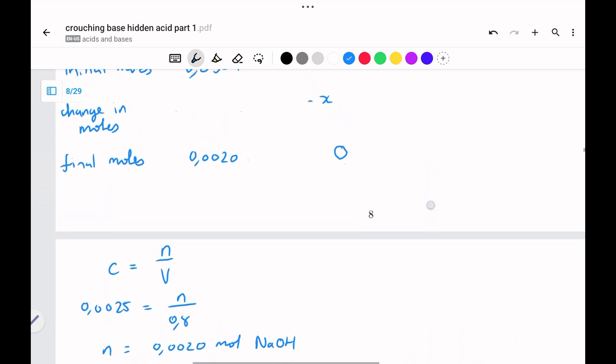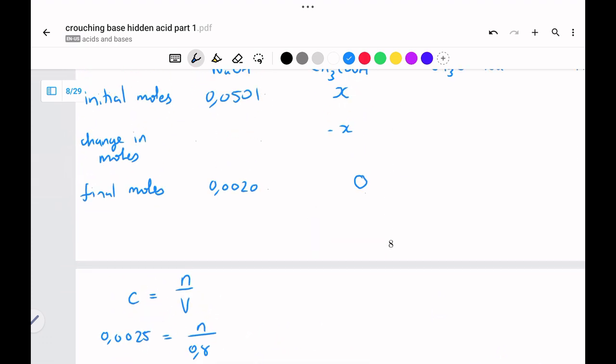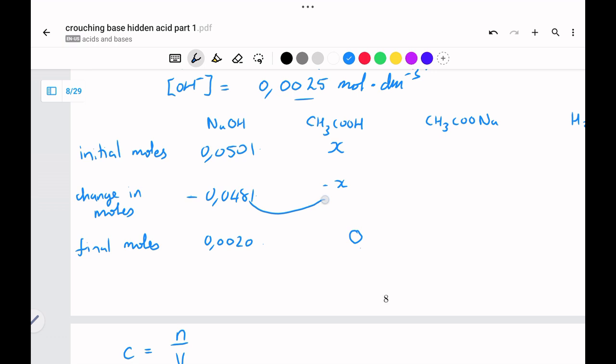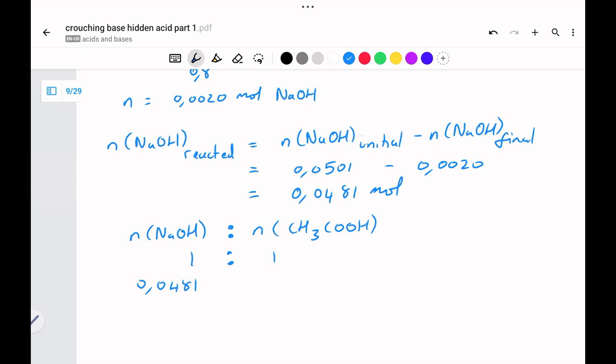And now we just mole ratio across. You can see it's 1:1. So we'll write moles of NaOH to the moles of ethanoic acid. It's 1:1. So this many moles here would have reacted with this many moles here.